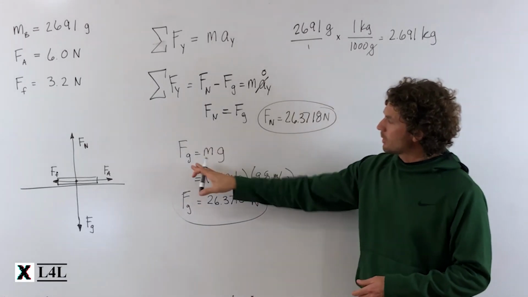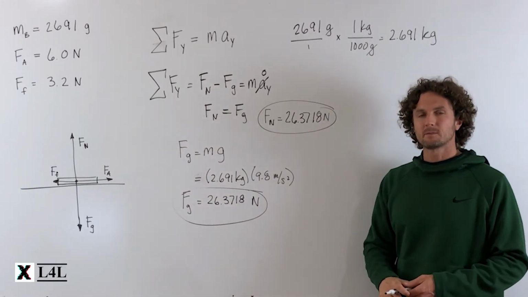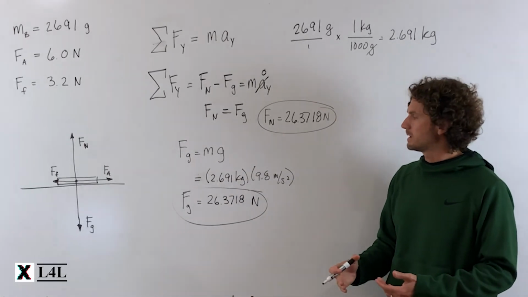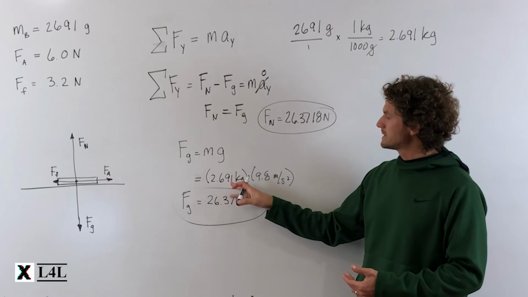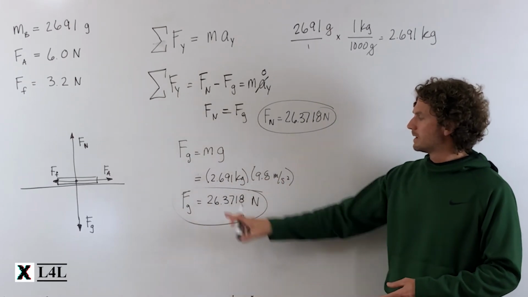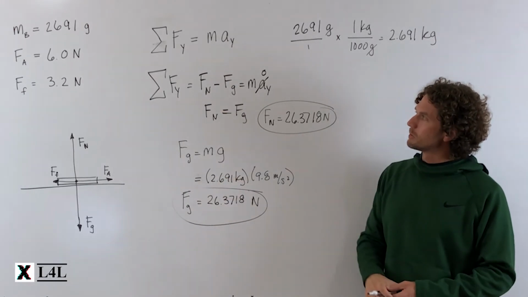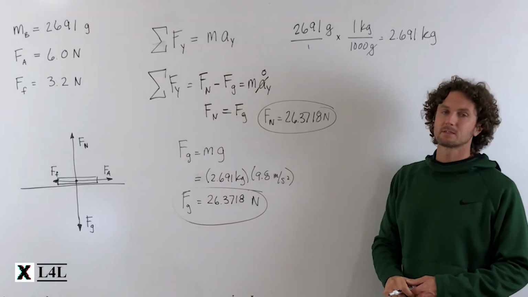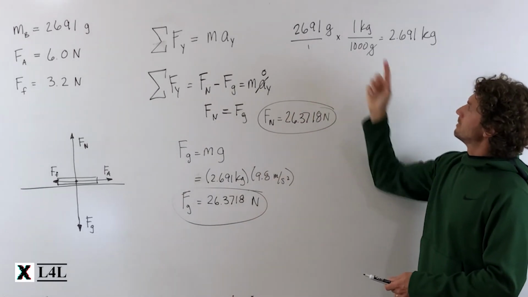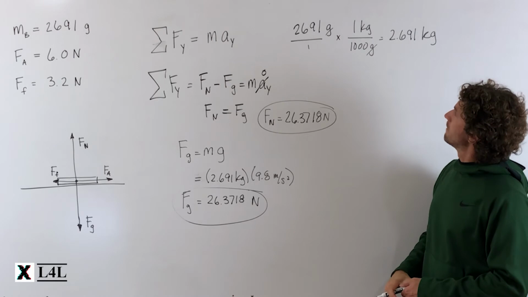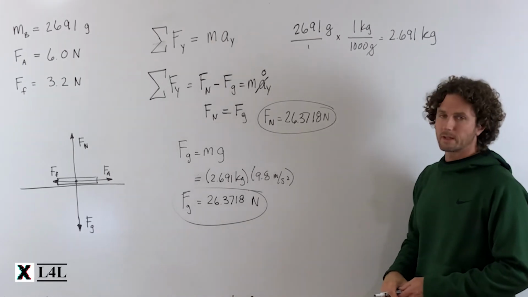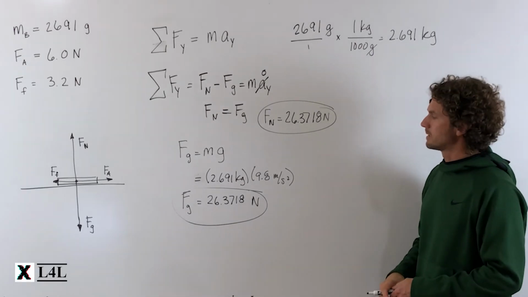Now, I have an equation for the force of gravity. It's the mass times the acceleration due to gravity. So I need to solve for the force due to gravity, and that is 2.691 kilograms times 9.8 meters per second squared. We were told that the book was given to us as 2,691 grams, so I went ahead and converted it. Unit cancellation of 1,000 grams to 1 kilogram will give me 2.691 kilograms for the mass of this book.